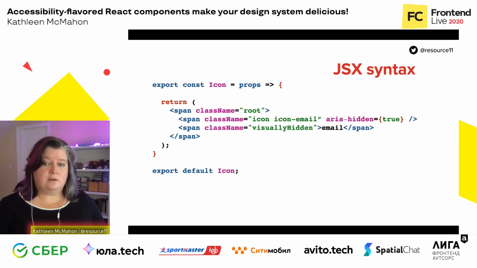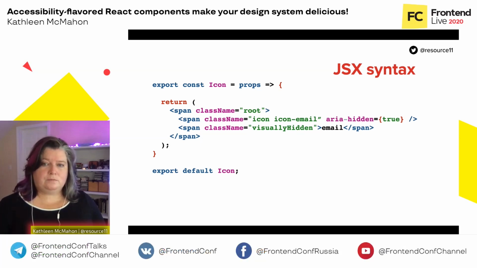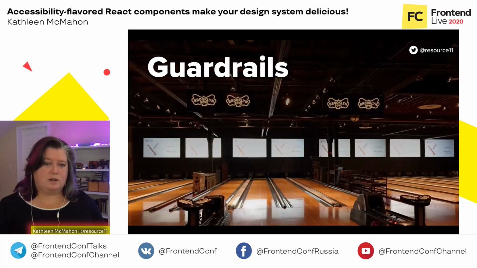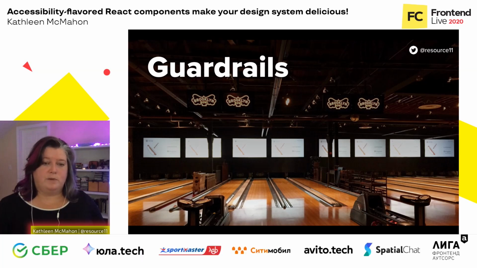However, let's make this component more flexible and expand the syntax to support 3 incoming props: iconHidden, iconName, iconTitle, and add some guardrails. It's important to create guardrails for your components so you can always be sure that your developers are using the accessibility features you've mixed in.